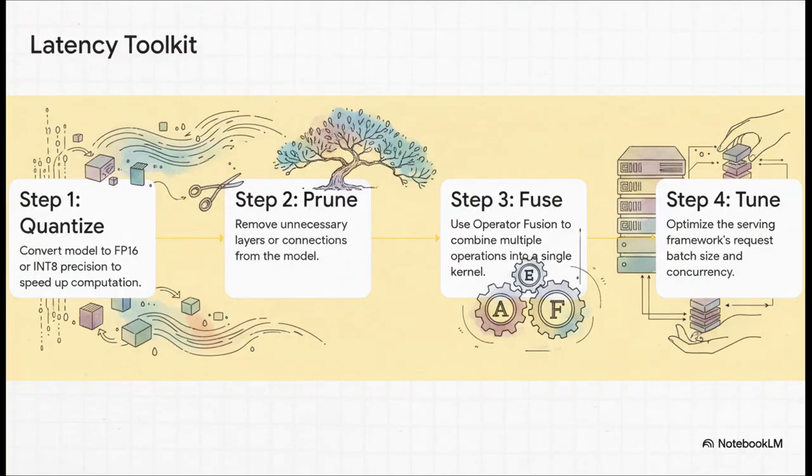Well, this is the engineer's toolkit for speed. First up, you can quantize the model. Think of it like telling the model to use simpler numbers for its math, which makes everything way faster. Then you can prune it, literally snipping away parts of the model that aren't doing much, kind of like trimming a bonsai tree. You can also fuse operations together, combining a bunch of small steps into one big, efficient one. And finally, you tune the whole serving framework itself to squeeze out every last drop of performance.